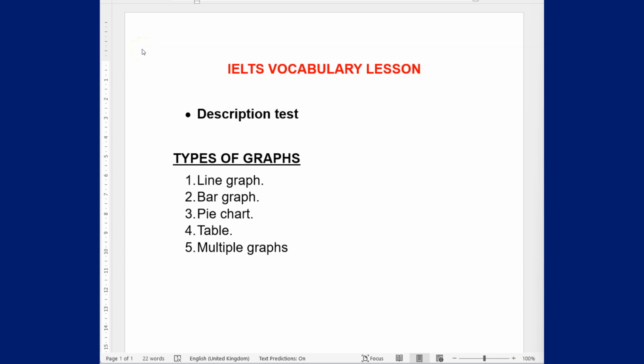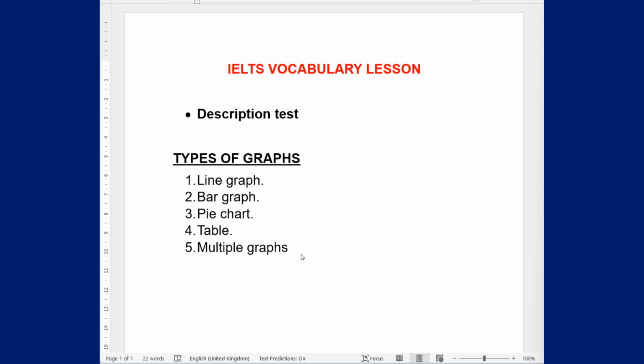In the IELTS Academic Writing Task 1, we will have to understand that the test is a description test. What you should realize is that you'll be given either a line graph, a bar graph, a pie chart, a table, or a multiple graph, and then you are going to be tested on your ability to interpret the information that is presented in those graphs or in those visual charts given to you.